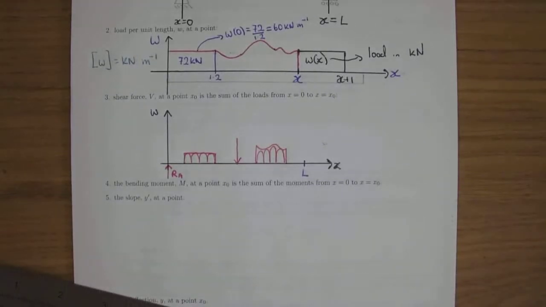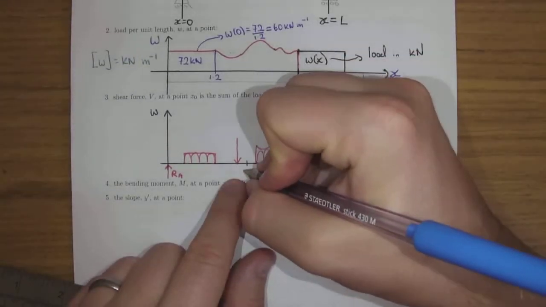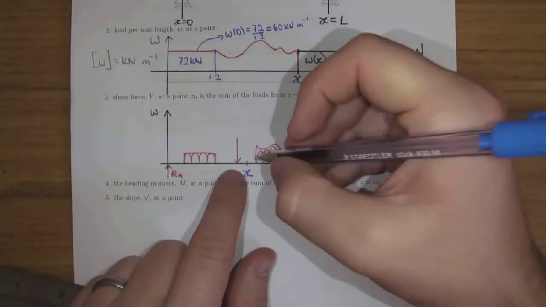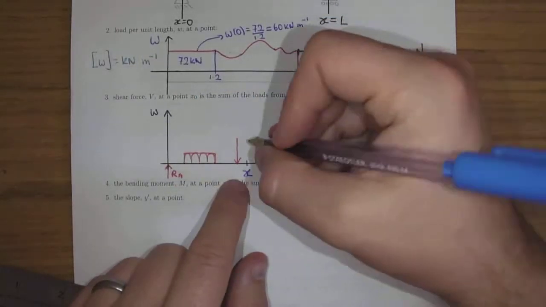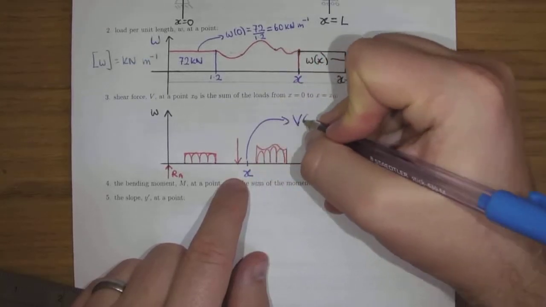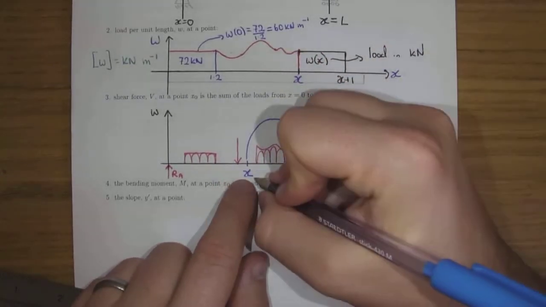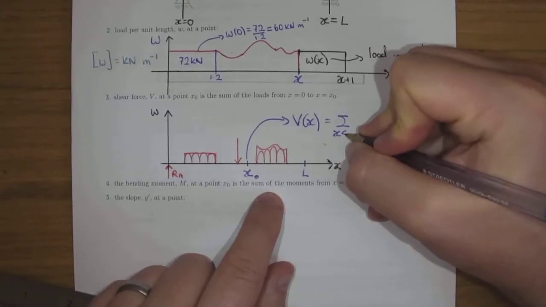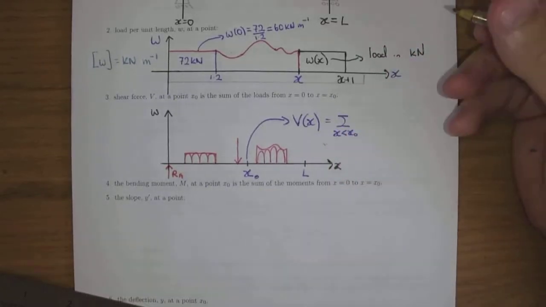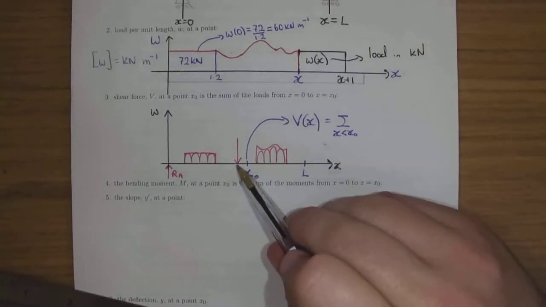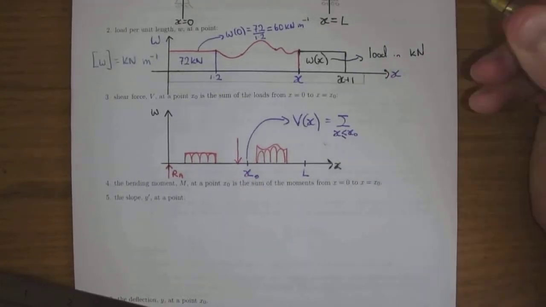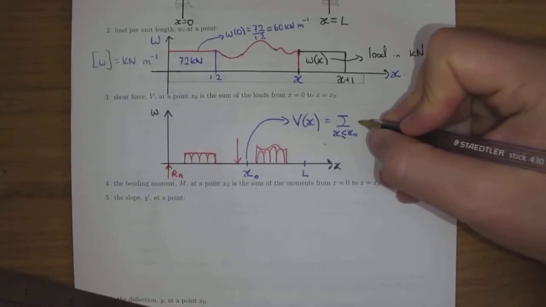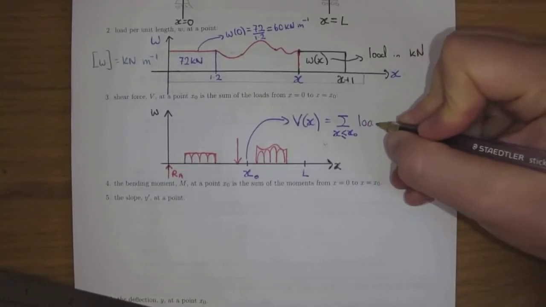The definition for the shear at a point is the sum of the loads here. So V of x, let's call this x0, is equal to the sum of the loads up to that point. A good question is what if it's at that point; I think it should be less than or equal to, in case there's a point load at the point you're looking at. So I'm just going to write the loads.